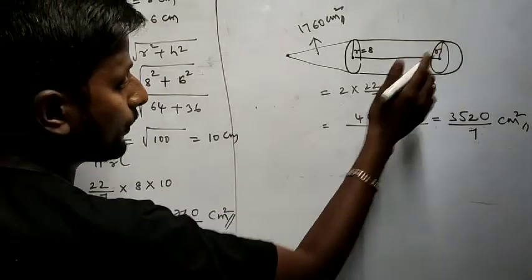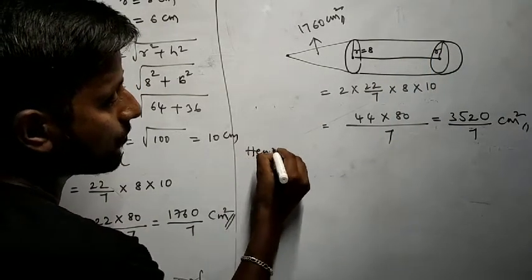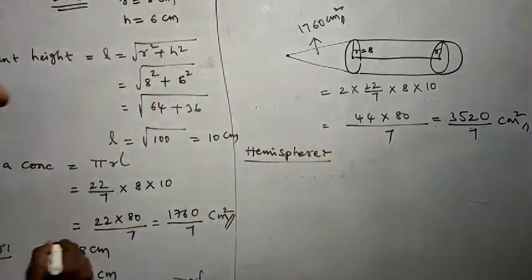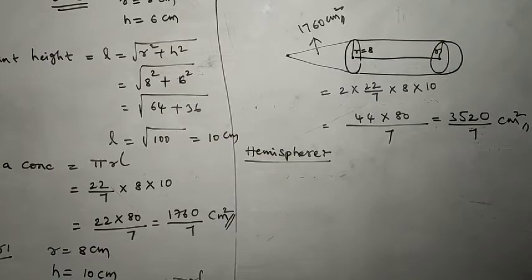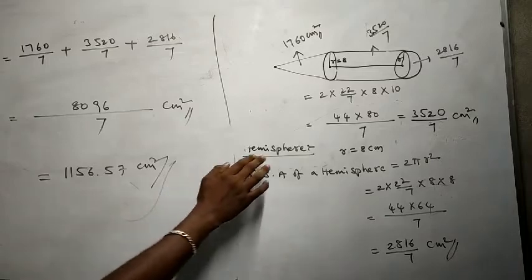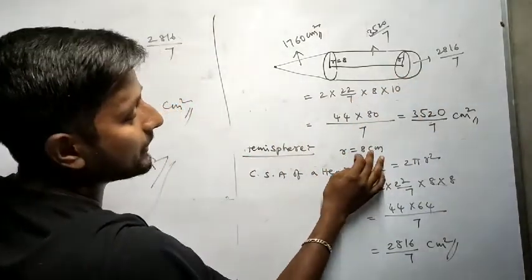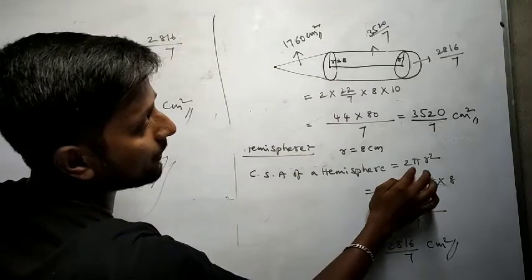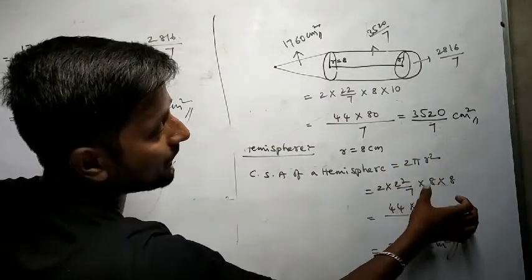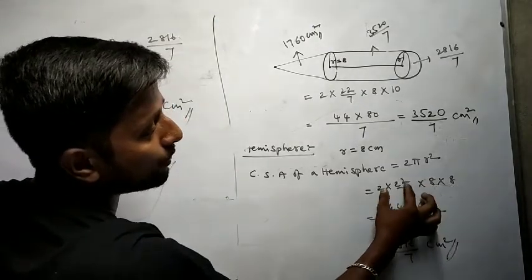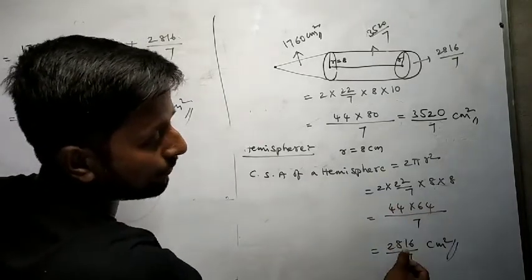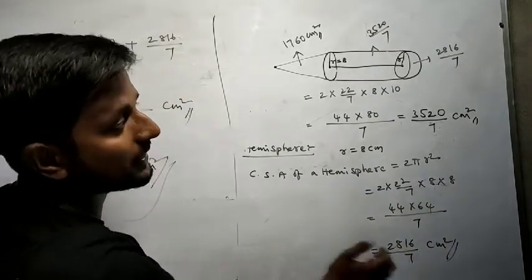So if you talk about hemisphere now, same. So hemisphere, this one. So R value we know is 8 centimeters, and CSA of hemisphere we write as 2 pi r square, and 2 into pi value 22 by 7, r value 8 into 8. So 22 2s are 44 and 8 8s are 64 by 7 as it is. And the multiplication of both we can write 2816 by 7 centimeter square.